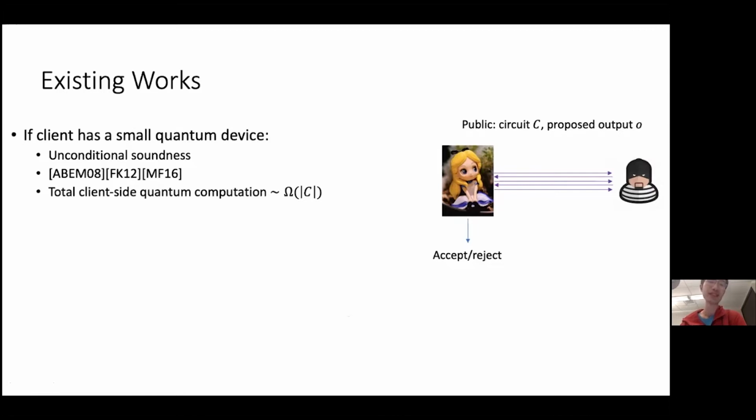Now let's give a review of existing works. There are many existing works, and this problem has a very long history. In the early stage, people have studied many weakened settings for this problem. And a very famous weakened setting is as follows. Let's assume the client has a small quantum device, which might be able to prepare a single qubit state or make some single qubit measurement. There are a lot of great results in this setting, and we already know in this setting, we can achieve unconditional soundness.